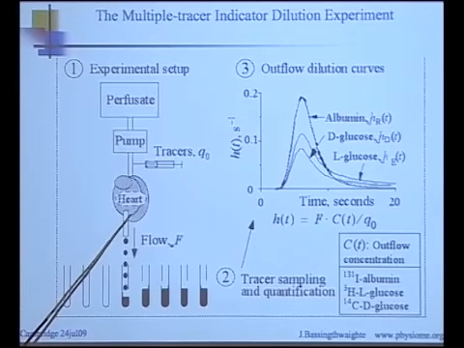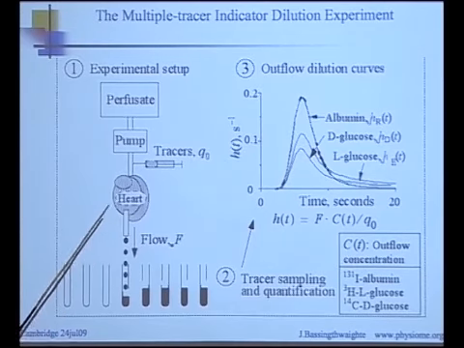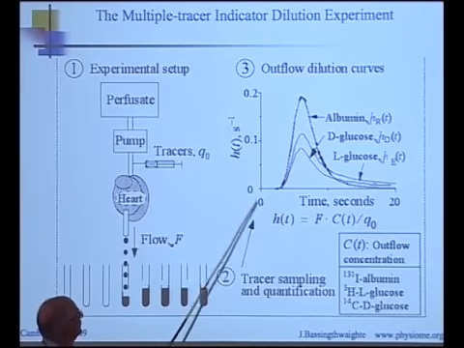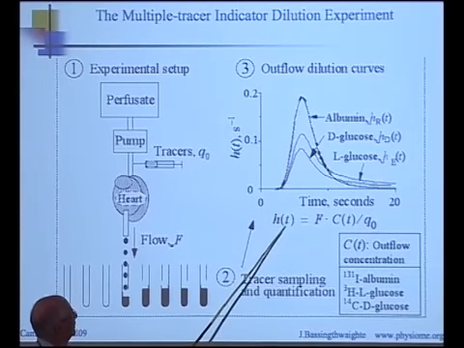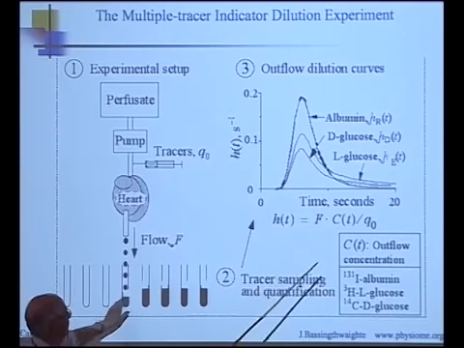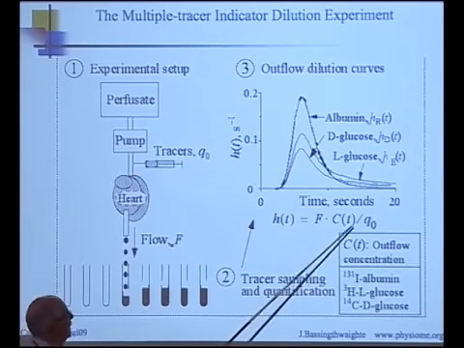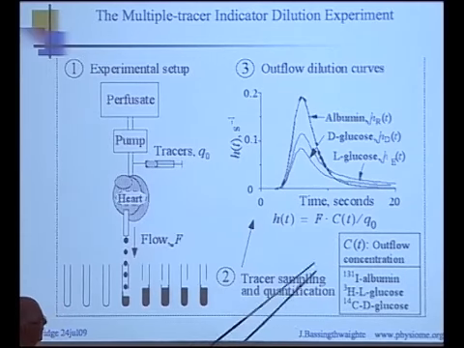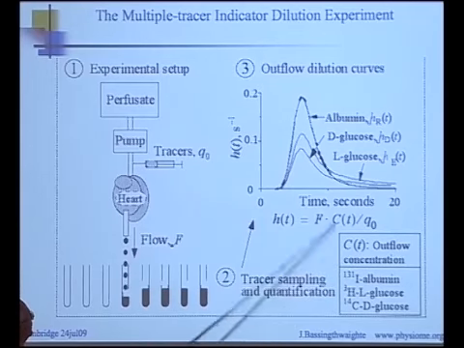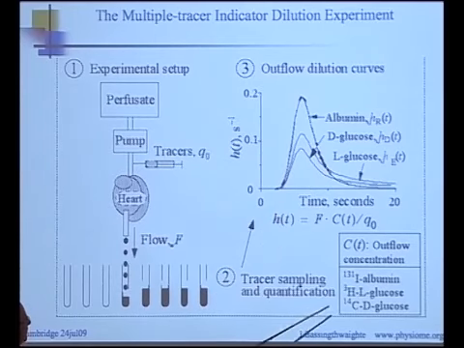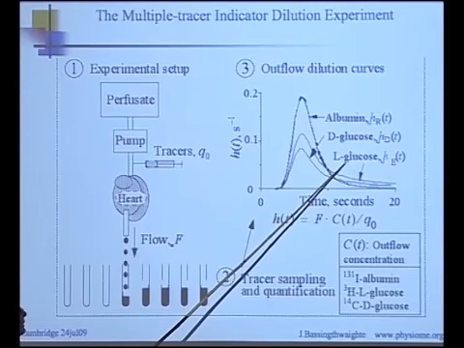But we tackle this firstly with the multiple indicator dilution technique, in which you inject a set of tracers into the inflow, in this case to an isolated Ringer perfused heart. You can do it in blood perfused hearts, and you can do it in vivo, and we've done all of those. You calculate then the impulse response, the transport function, h of t. It's the flow times the concentration in the sequence of samples divided by the dose of the particular tracer injected.